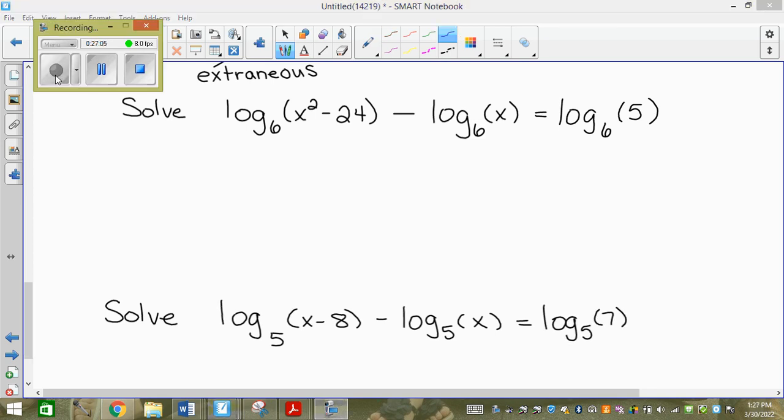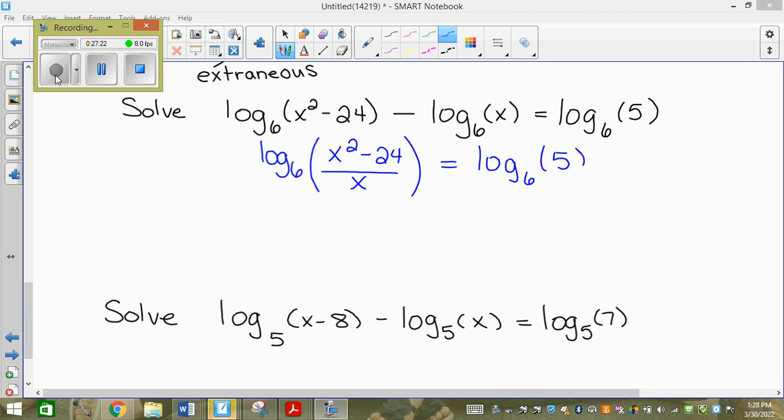You gotta get the second step. So we get log base 6. On the top, we're going to get x squared minus 24. On the bottom, we're going to get x. And then on this side, we're going to get log base 6 of 5. And then, once again, log base 6 of this equals log base 6 of this. So I get x squared minus 24 over x equals 5.